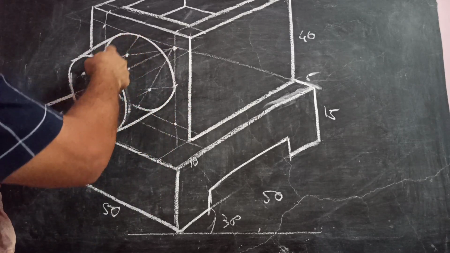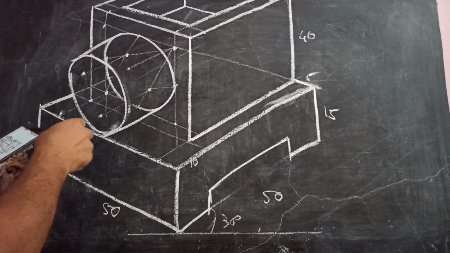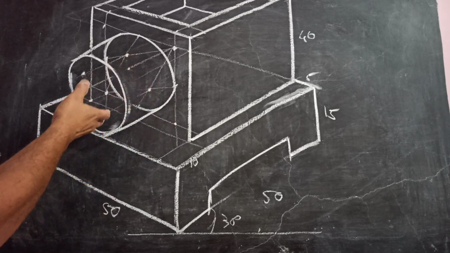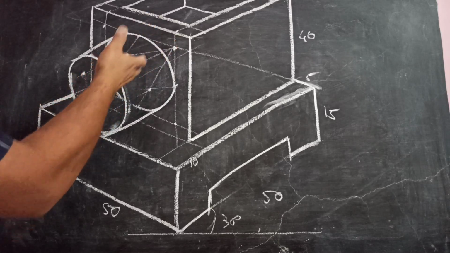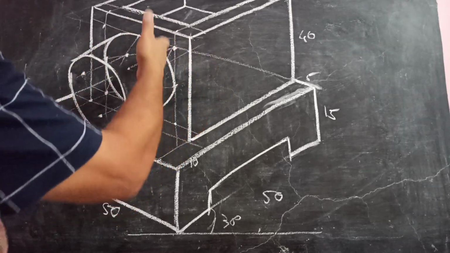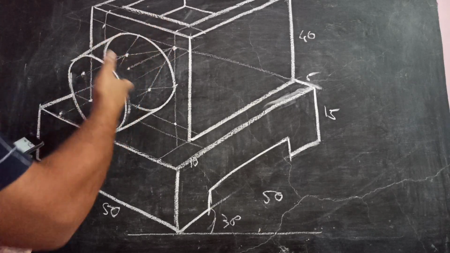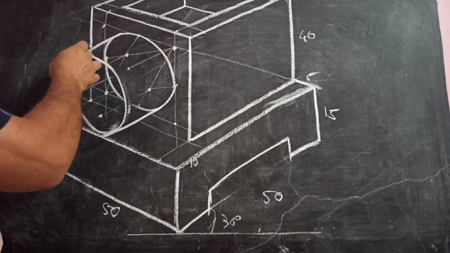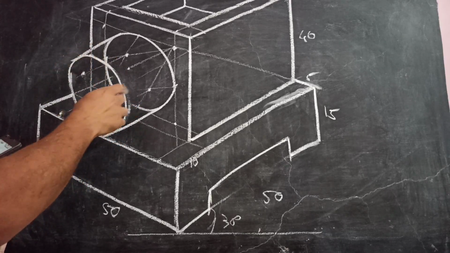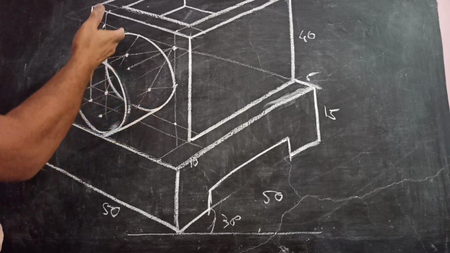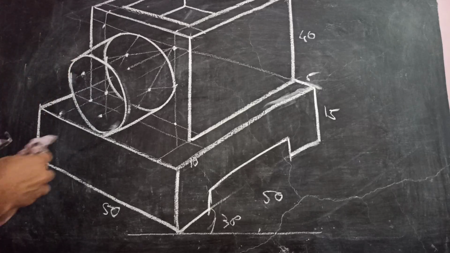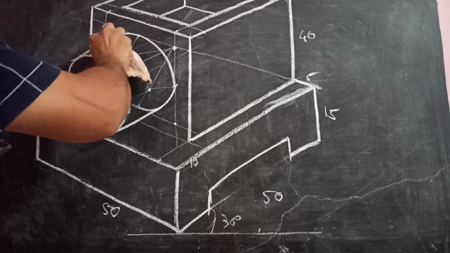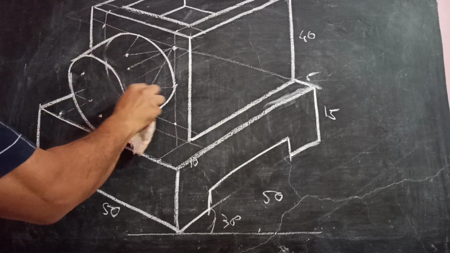Then I have drawn this circle inside it with the 4 center method. Then I have brought all these 4 centers used by 20 mm. All these centers are to be transferred by 20 mm parallel to this. Taking the same radius, you can draw another circle same as this. Join both these circles by a tangential line, and you can rub out whatever is inside. You can see how it appears.